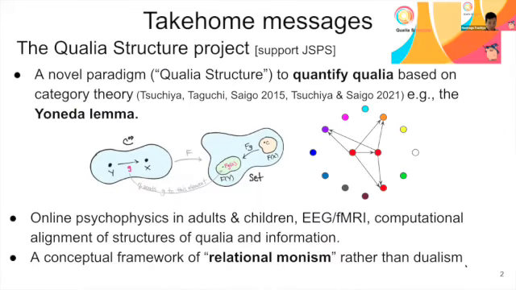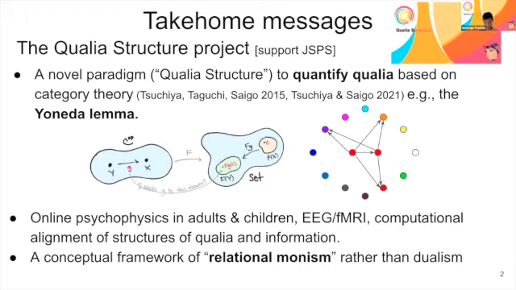All right. So my talk today basically has two take-home messages. One is the introduction of my project called the Qualia Structure, which is in fact a project funded by the Japanese government, JSPS. There, I'm pursuing this novel paradigm, which we call Qualia Structure, to quantify qualia or contents of consciousness, our feeling or perception, using a mathematical tool called category theory. In particular, we are interested in using this theory called Yoneda lemma, and I'll explain what it means later.